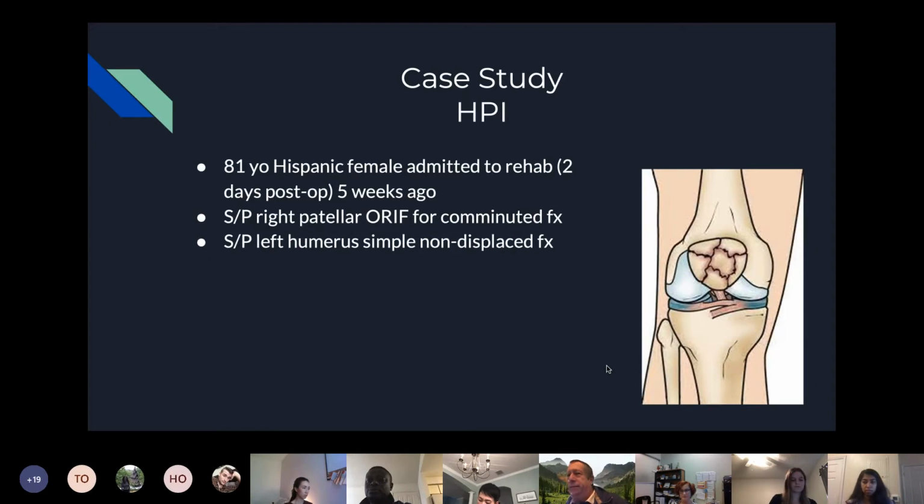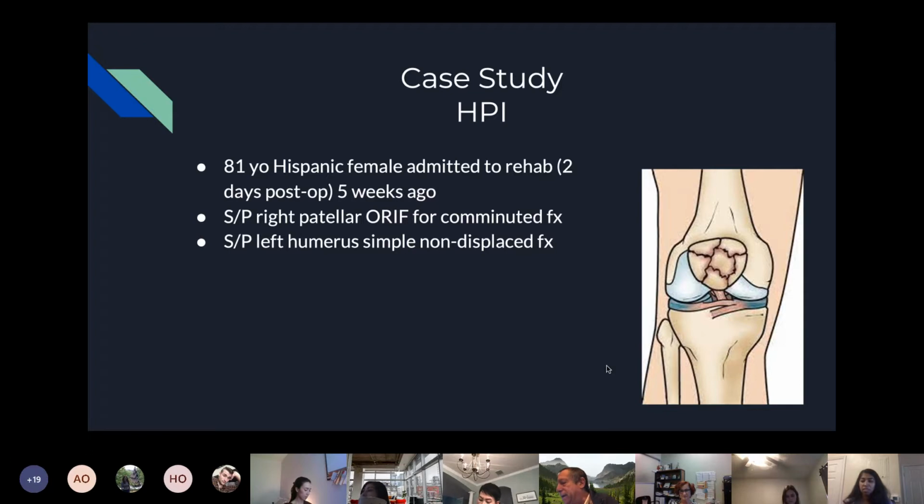The case study that we have, I was very fortunate to find this case and be assigned and be able to work with her. I think the highlight of it is that she was 81 years old. She's an 81-year-old Hispanic female that was admitted to rehab. She was 2 days post-op, and that was 5 weeks ago. So she was getting ready for discharge.